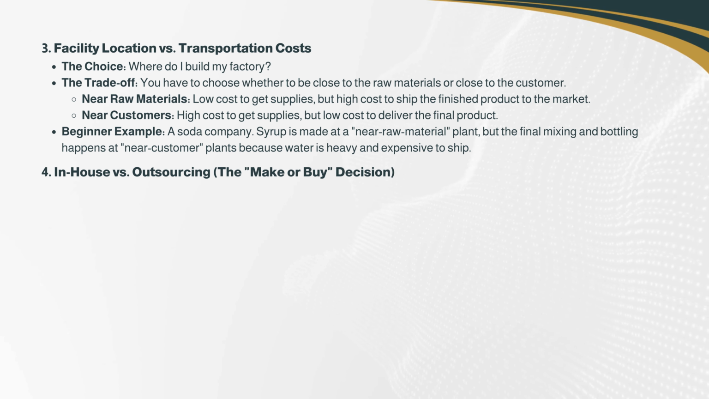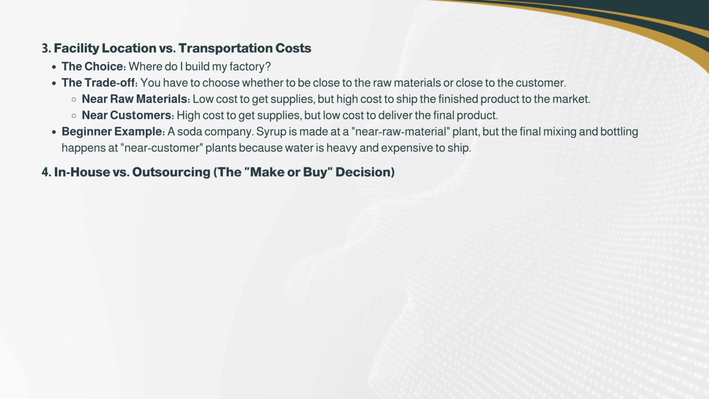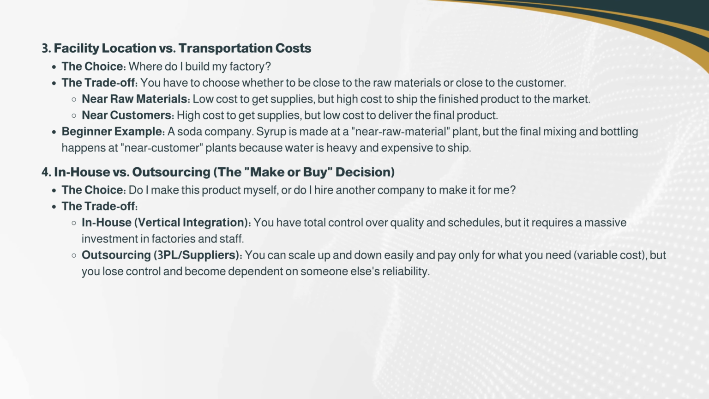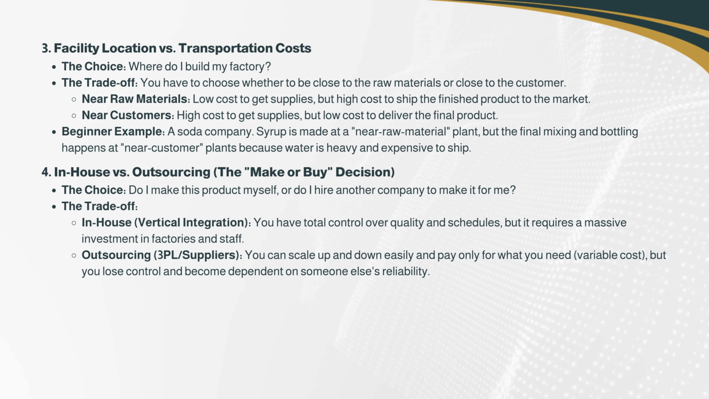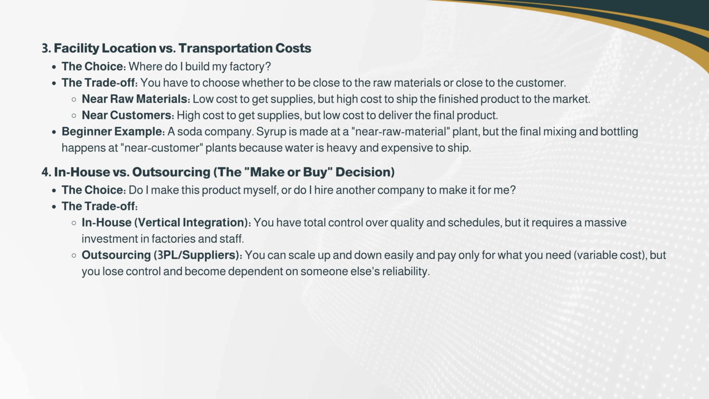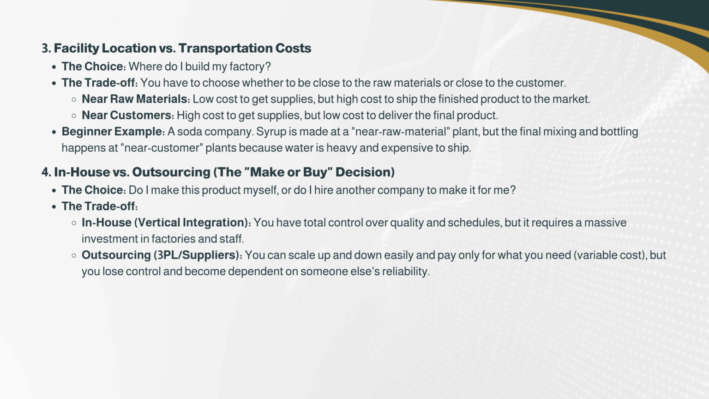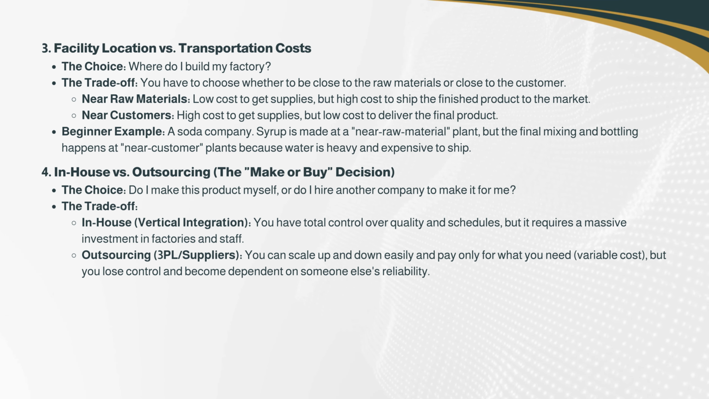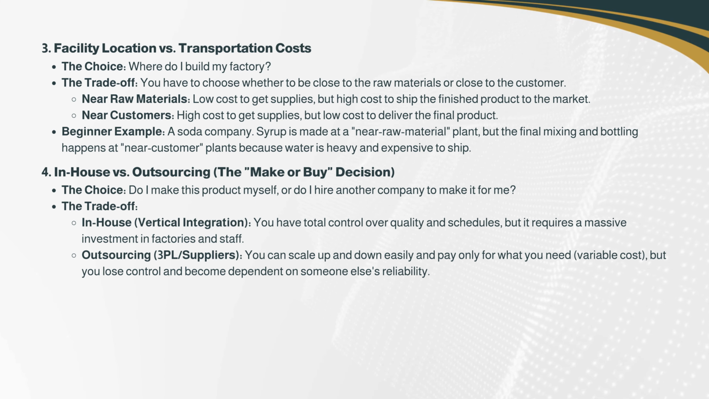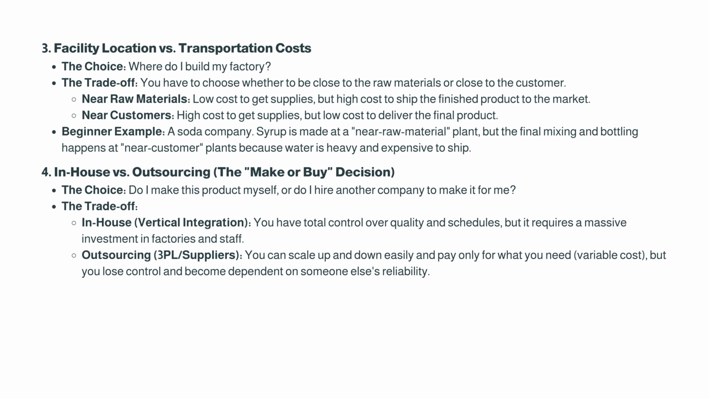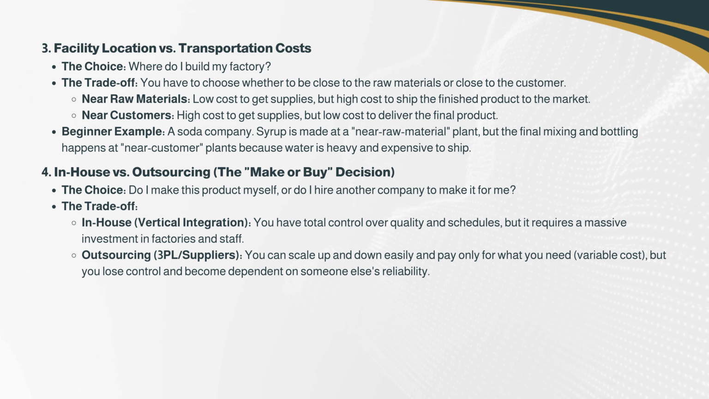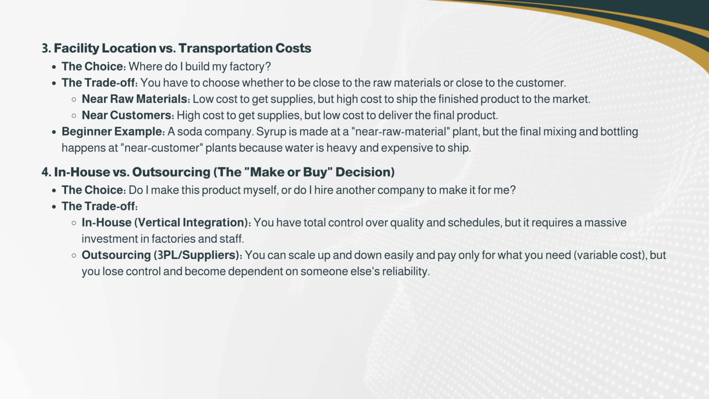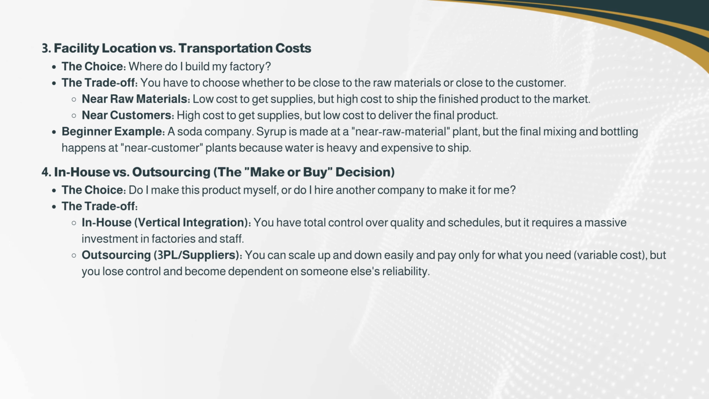4. In-house versus outsourcing. The make or buy decision. The choice: do I make this product myself, or do I hire another company to make it for me? The trade-off: in-house, vertical integration. You have total control over quality and schedules, but it requires a massive investment in factories and staff. Outsourcing, 3PL, suppliers: you can scale up and down easily and pay only for what you need, variable cost, but you lose control and become dependent on someone else's reliability.